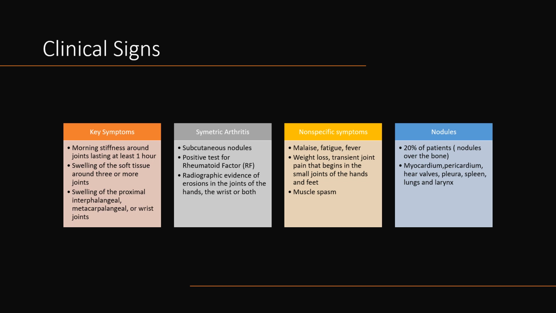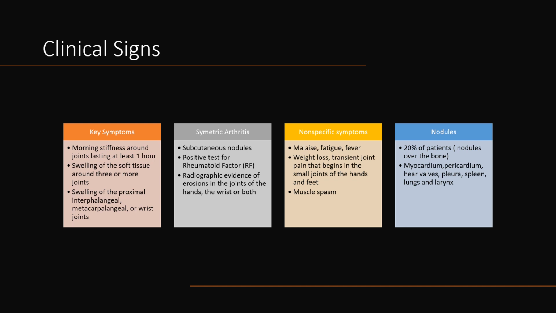Now, typically the patient experiences nonspecific symptoms such as malaise, fatigue, fever, weight loss, and transient joint pain that begins in the small joints of the hands and feet. Morning stiffness and joint pain usually improve during the day. Joint involvement progresses to the larger joints in a symmetric fashion, often affecting the knees, the hips, elbows, shoulders, and cervical spine. The joint pain experienced leads to muscle spasm, which, because of the consequent limitations of motion, results in permanent joint deformity. About 20% of patients have nodules over the bones.